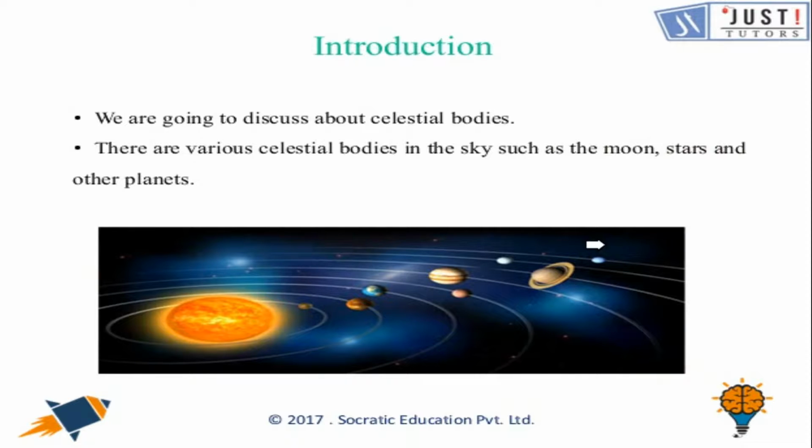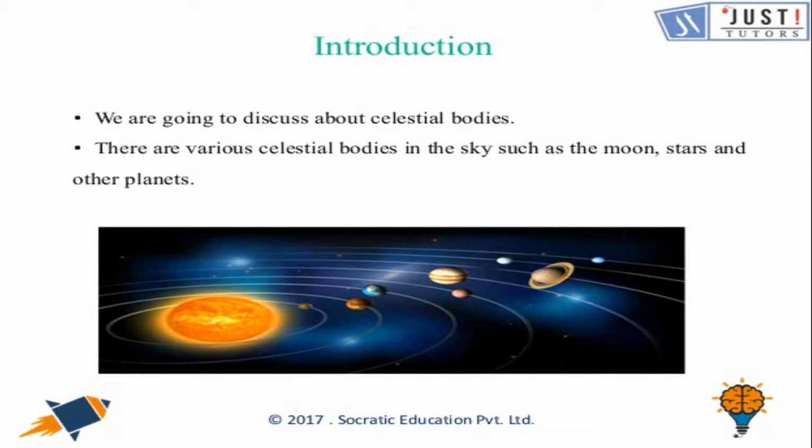So we are going to discuss celestial bodies. Celestial bodies are naturally occurring objects in the universe, for example the moon, the sun and the other planets of our solar system. Any airless rocky worlds that revolve around the sun can be called celestial objects.